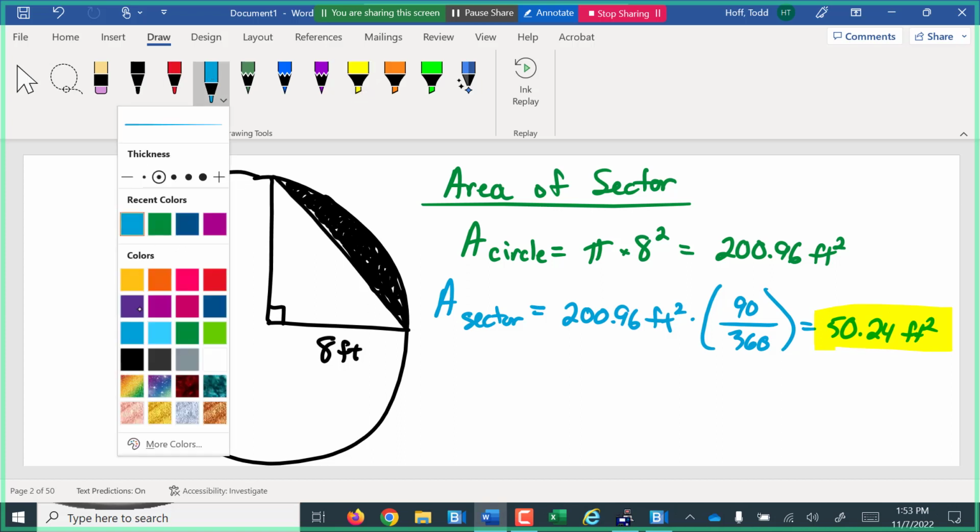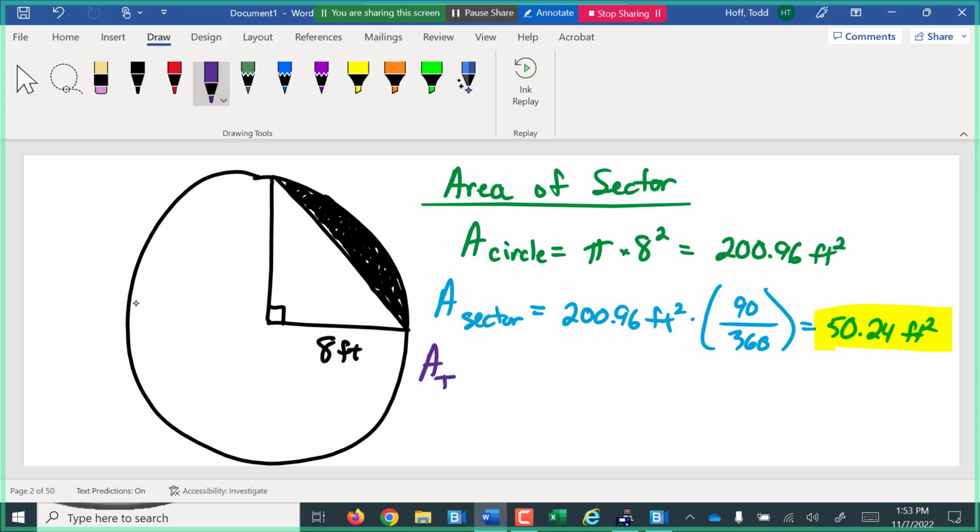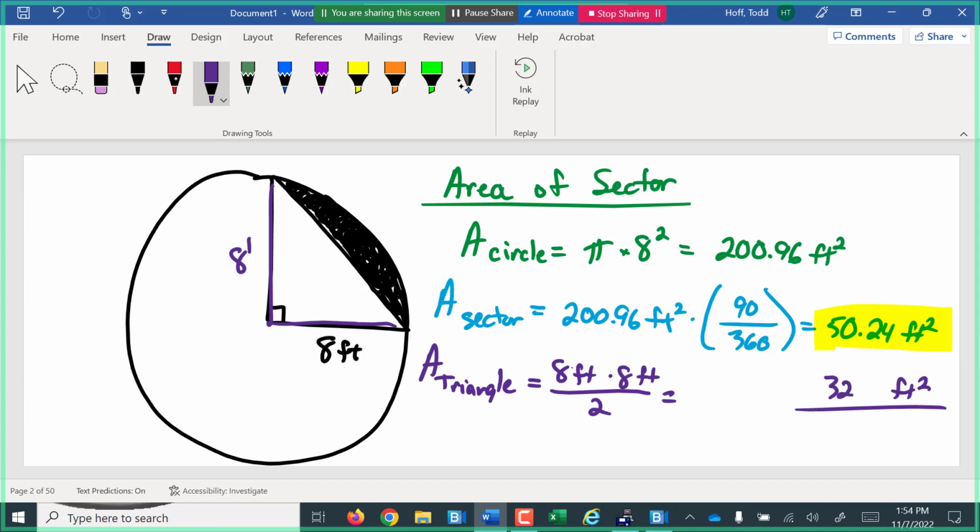The area of our triangle is actually pretty simple. How do I find the area of my triangle? Oops, you're thinking area of a circle. For the triangle, 8 feet times 8 feet divided by 2. There we go. So that's going to be 32 square feet.